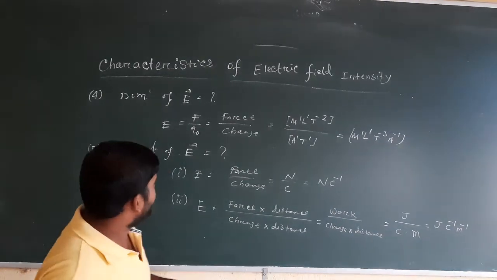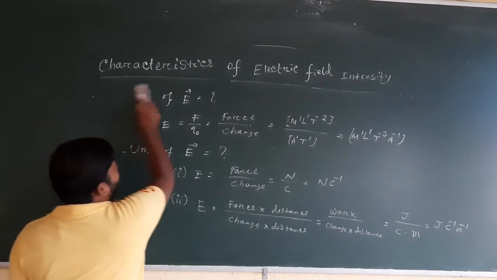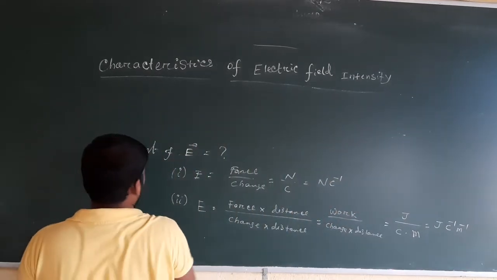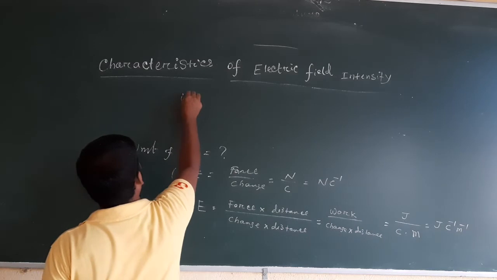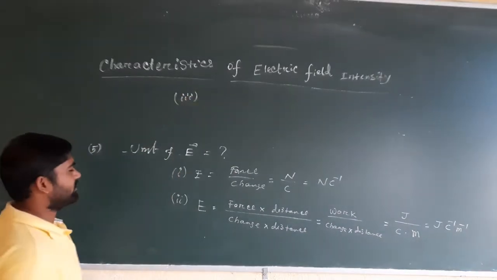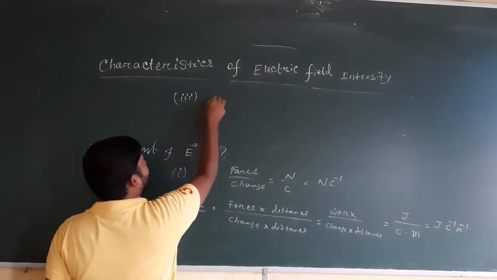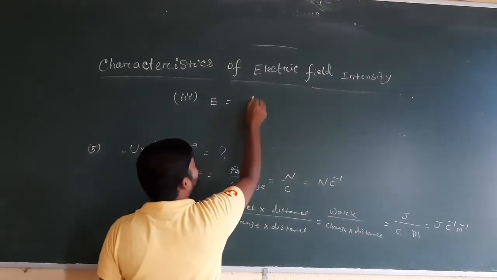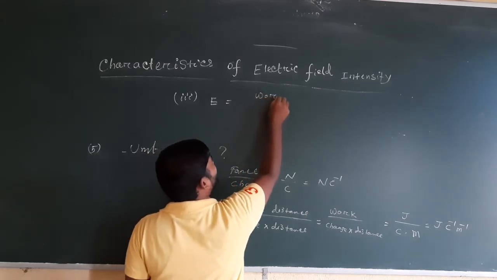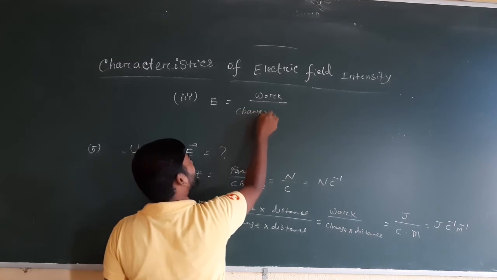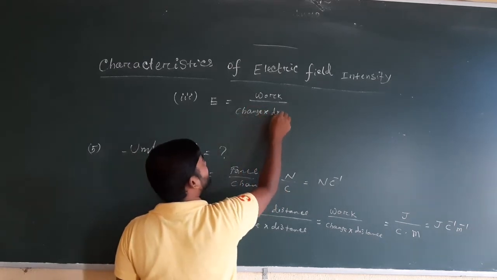Let us take another unit of electric field. Suppose I take a third way of measuring the unit of electric field intensity from this expression. We find here work by charge, so we measure work divided by charge into distance.